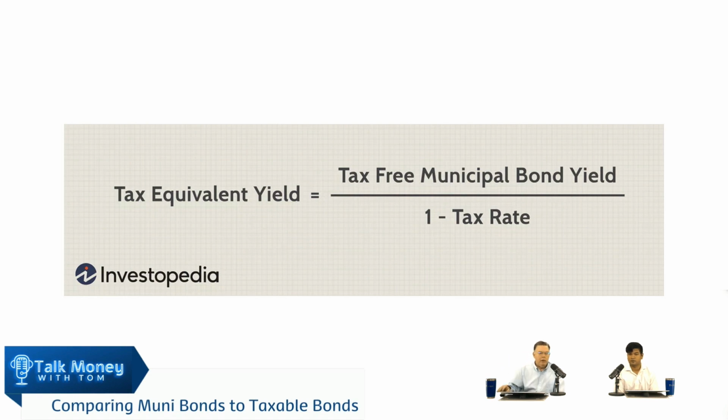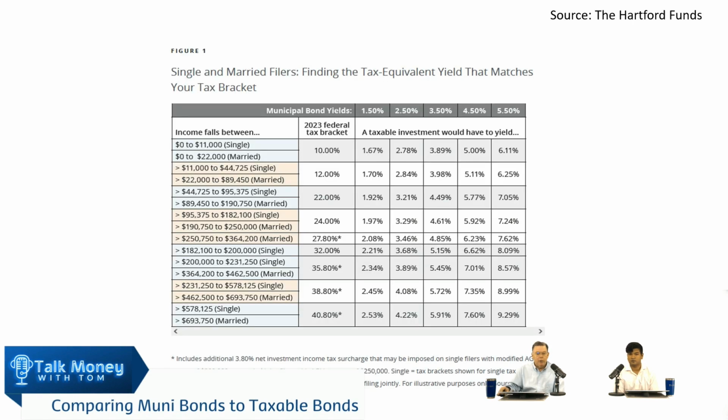There's another table here provided by Hartford Funds. Kind of cool. It shows across the top 1.5, 2.5, 3.5, 4, 5.5 on muni bond yields. And where are they at right now? About 3.5 to 4, depending on the credit worthiness, and you'll get the equivalents. It depends on your tax rate, but it's very comparable to a treasury bond.